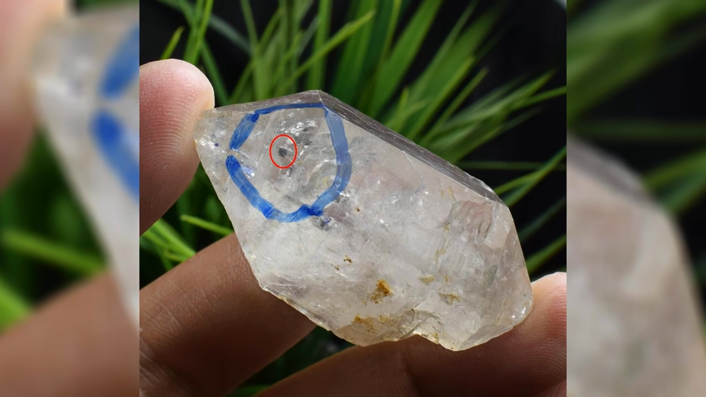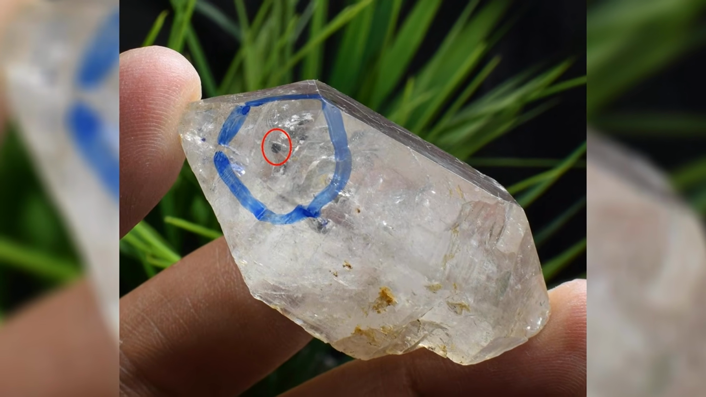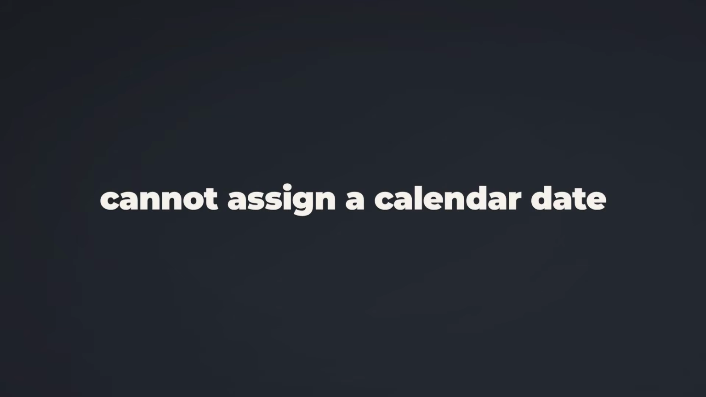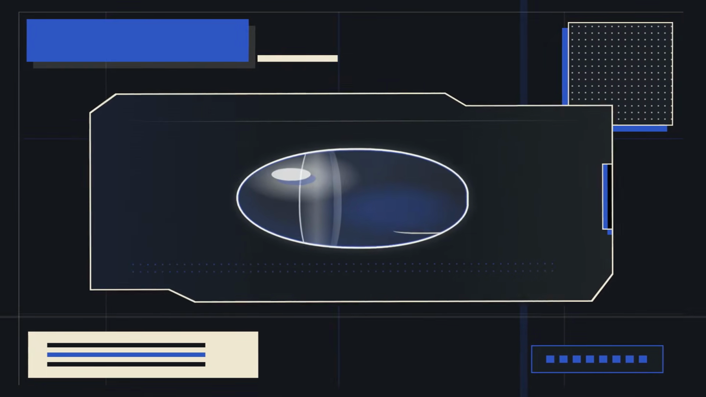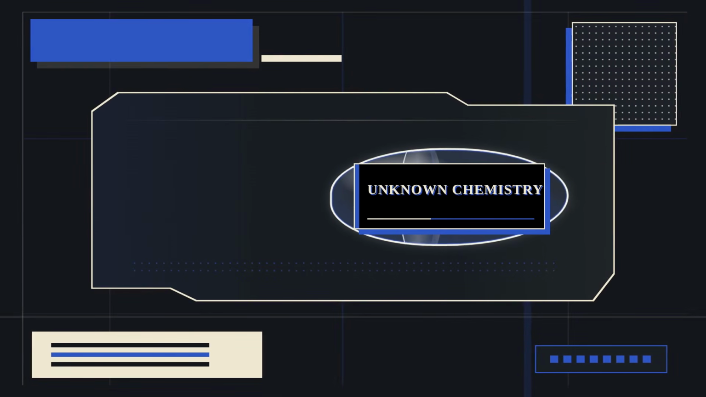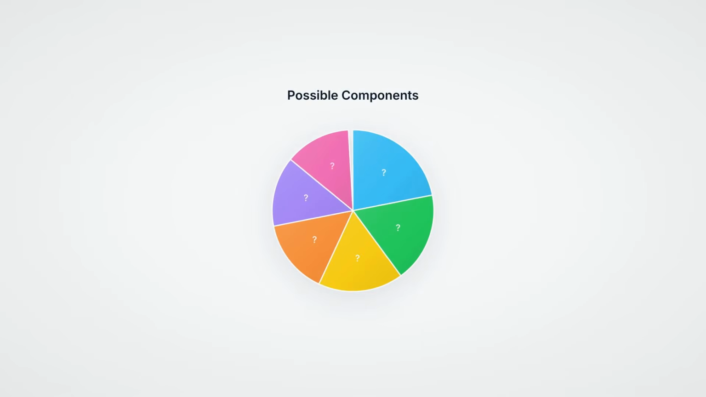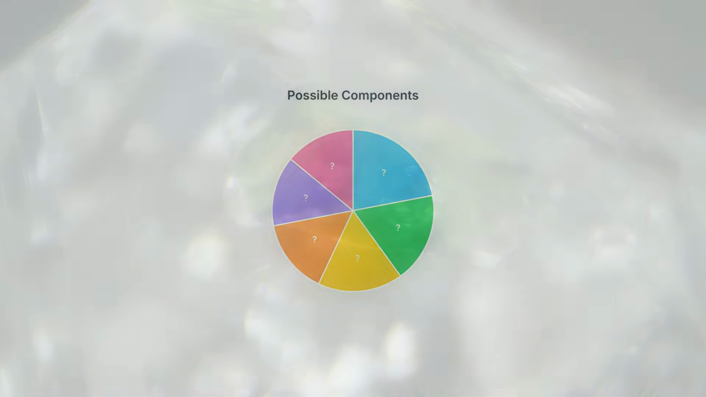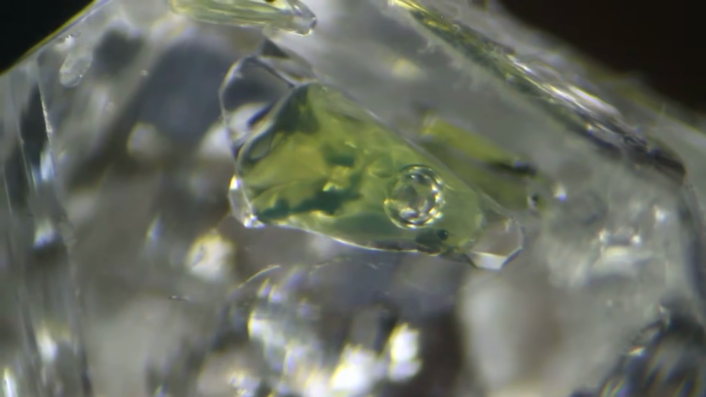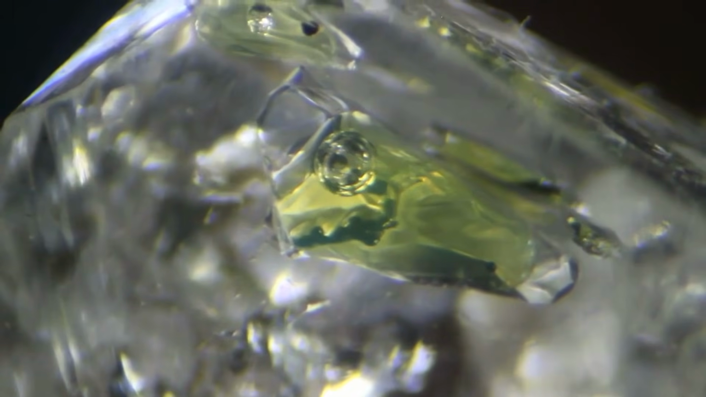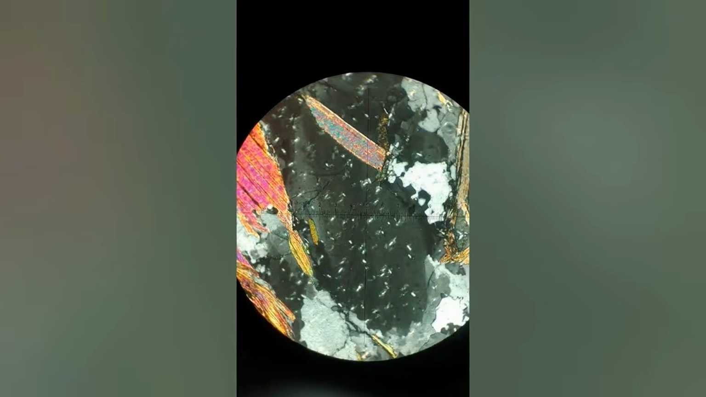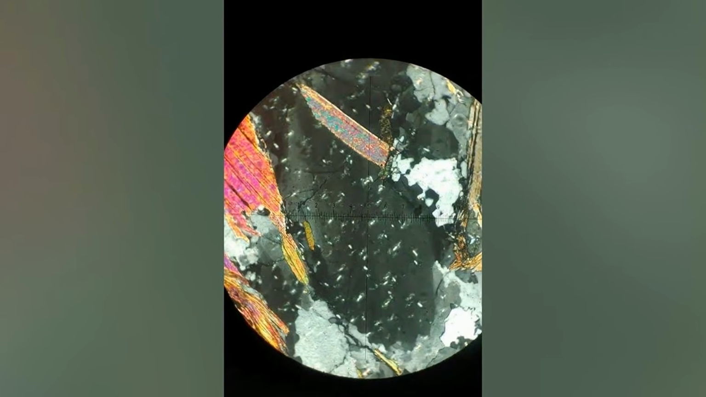Your loupe may show both histories in one piece of stone, but it cannot assign a calendar date to either one. The clear liquid also does not identify itself by appearance. It may contain water, dissolved salts, carbon dioxide, hydrocarbons, or other components. A visible bubble supports more than one physical phase inside the cavity. It does not provide a chemical label.